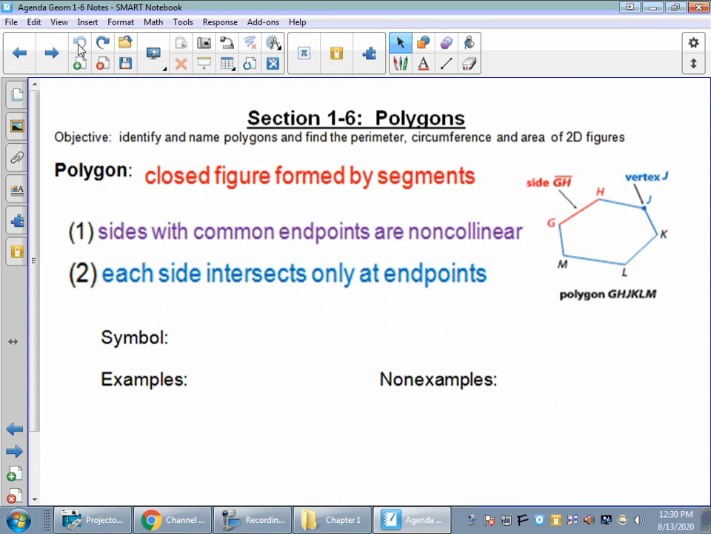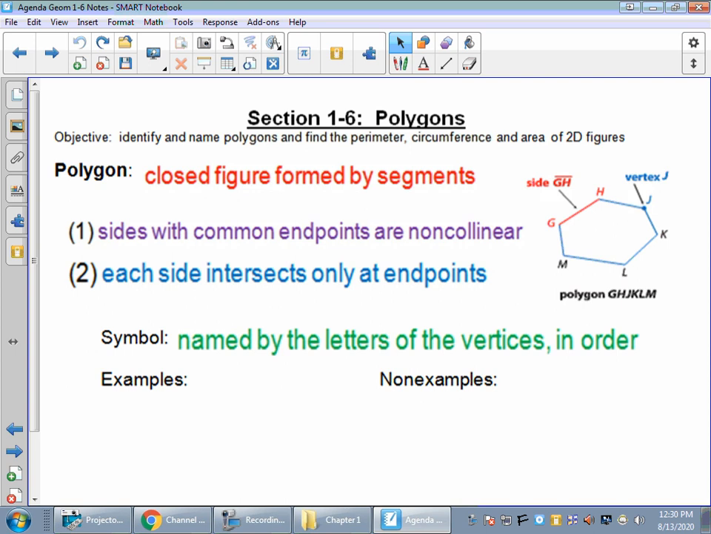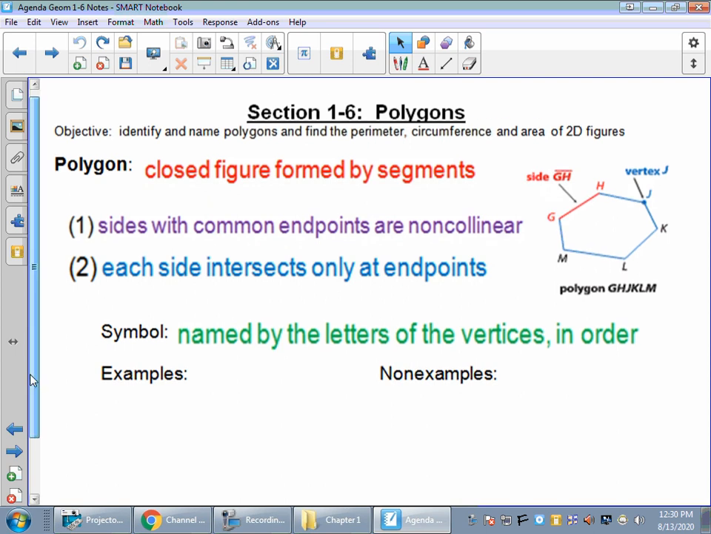The symbol and how we name it, it's named by the letters of the vertices in order. So we would call this polygon GHJKLM, just going around the shape in order there.